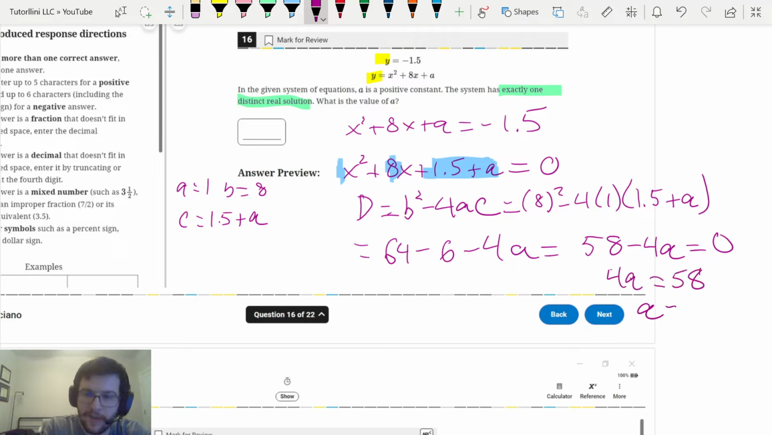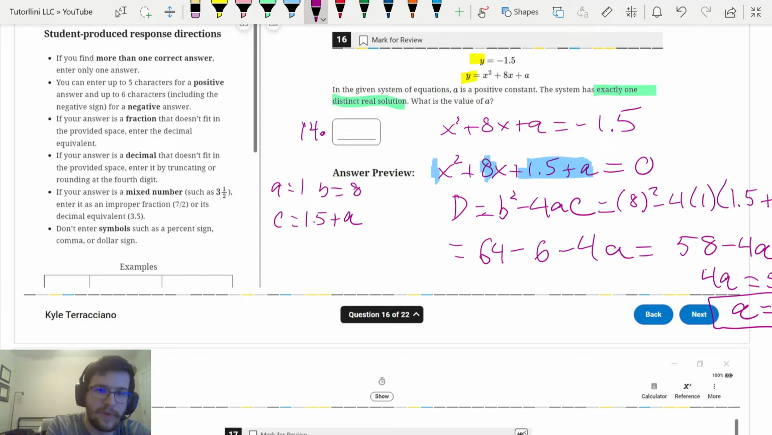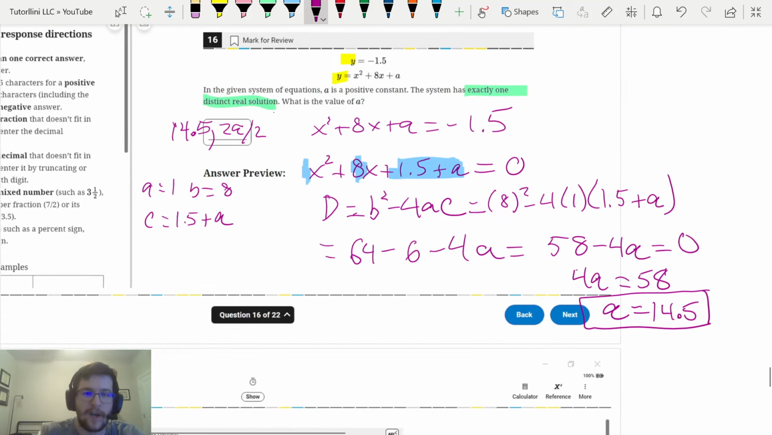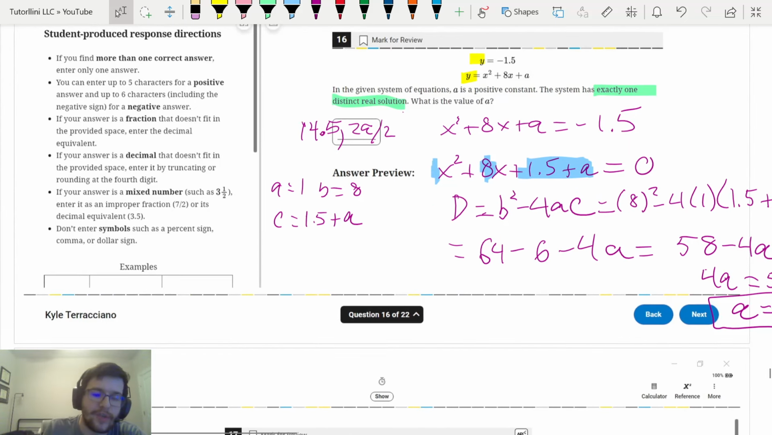Divide both sides by 4, and we get 58 divided by 4, which is 14.5. Not a repeating decimal, so I'm fine just using the decimal. But if you put that in a calculator and simplify it, it'll tell you 29 over 2. So either of those is fine. When it's not a repeating decimal, I'm fine using the decimal. But when it is a repeating decimal, I'm too lazy to round or truncate, so I just use the calculator to simplify. You can do that on Desmos or your TI-84 very easily.